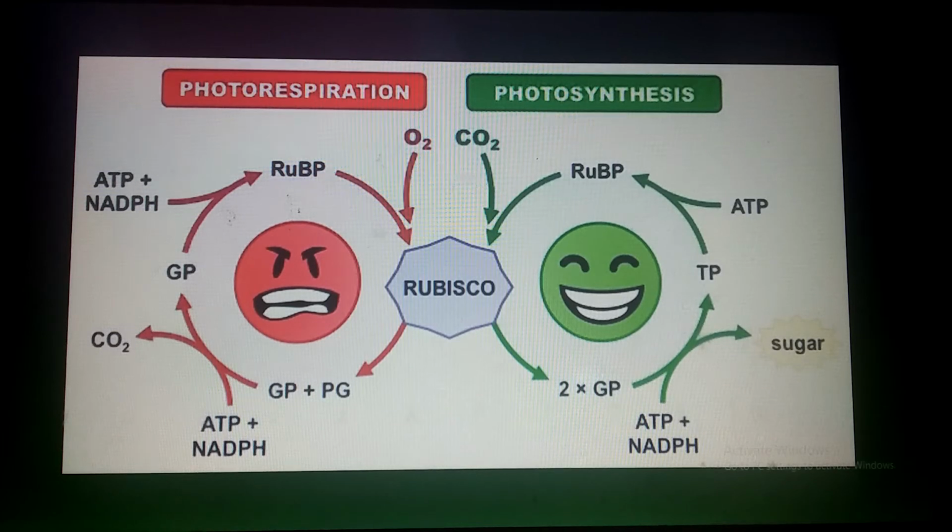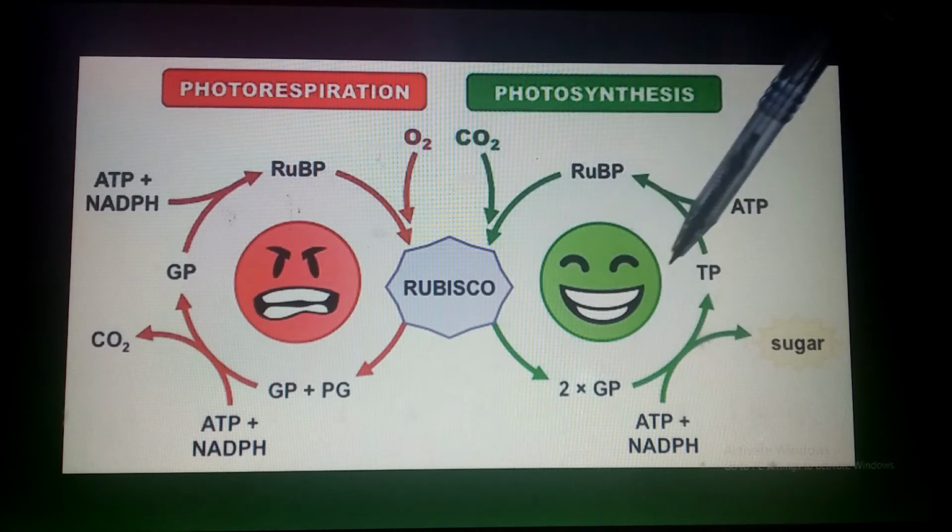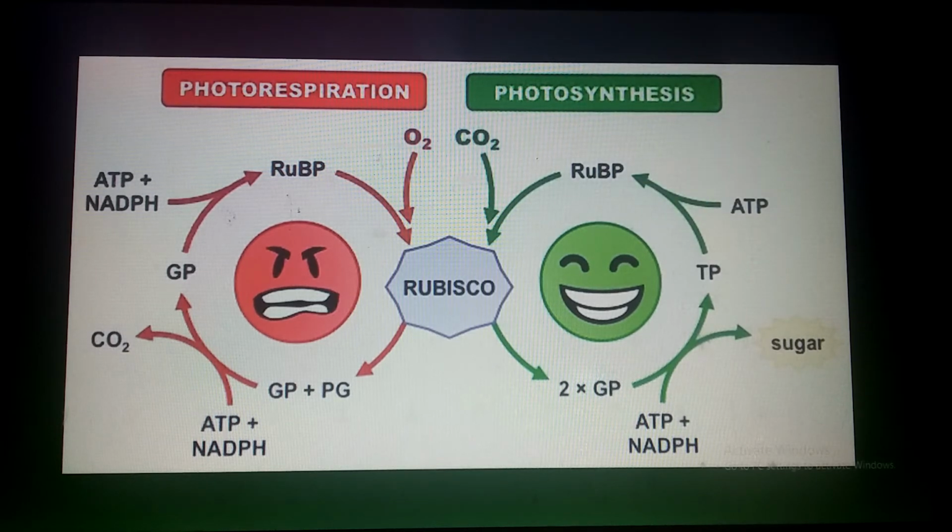So here Rubisco acts as an oxygenase because the concentration of oxygen is high and the concentration of carbon dioxide is low. Here, the concentration of carbon dioxide is high, so it becomes the carboxylase. The concept clear now?